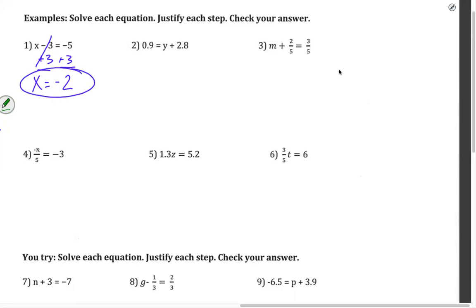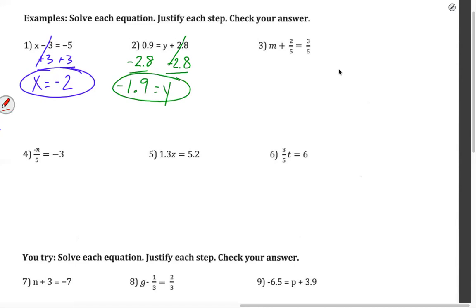Now, just because it's a decimal and it's on the other side doesn't mean I can't figure this out. It says plus 2.8, so I subtract 2.8. Plus and minus, they cancel. I'm left with, on the right-hand side, y, and 0.9 minus 2.8. Let's type that in our calculator. It turns out to be negative 1.9. And I can check that by plugging it in, but I think you guys believe me there.